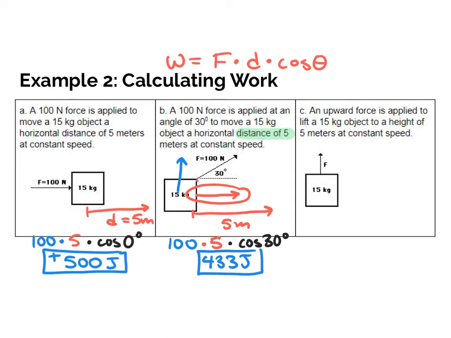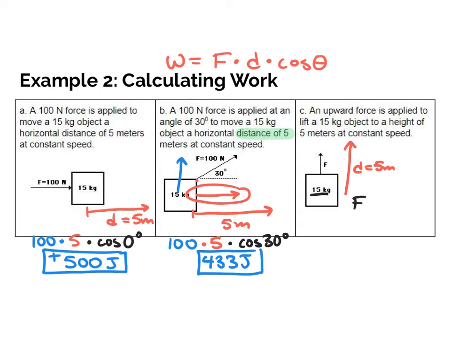Last one says an upward force is applied to lift an object at a constant speed, now 5 meters. So again, we're going to lift this object. So now if it's being lifted, the distance it's going to move is straight upward. Again, that's going to be 5 meters. We need to know the force. Okay, now this one has a little extra sass here. If this object is 15 kilograms, what force would be needed to lift it at a constant speed?